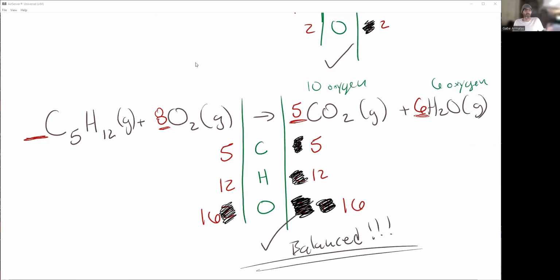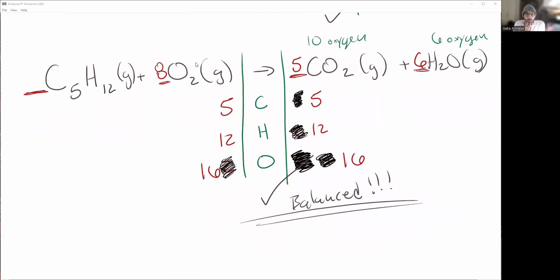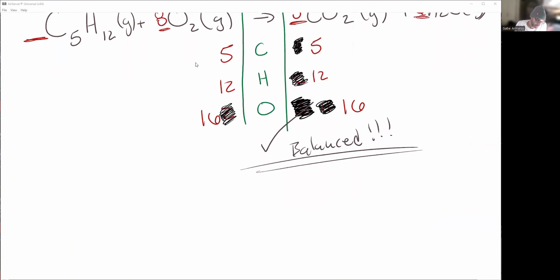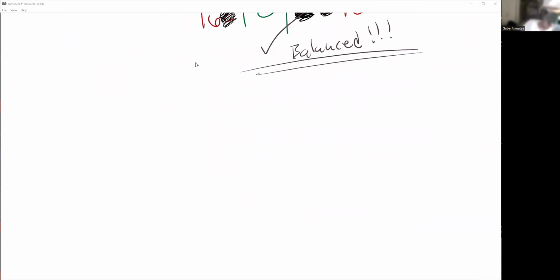There we go. So we've balanced it. That's essentially how we do it. Again, some things are going to be easier than others, but this is what we've got. This is kind of how we have to balance things out. We just go back and forth until we balance it out. So let's do one other one. This one's going to be a relatively easy one to do, I hope.